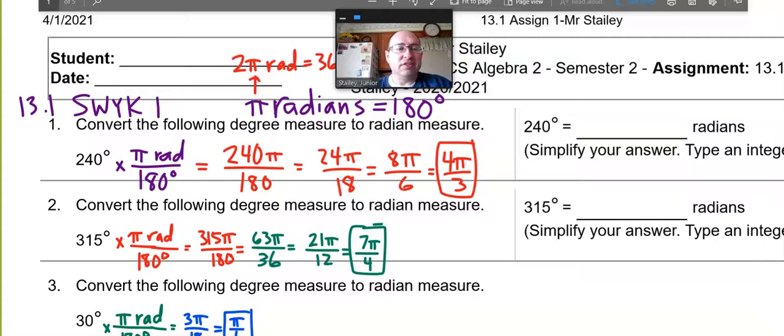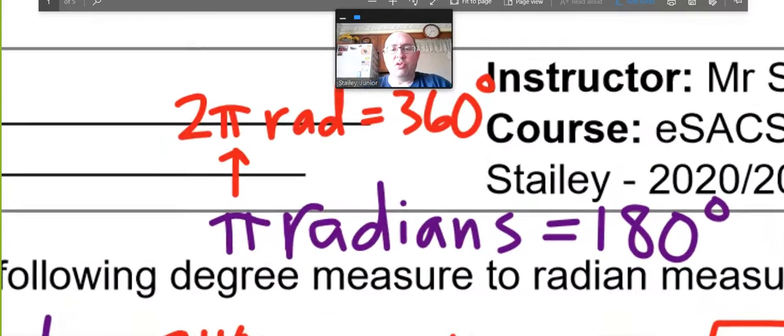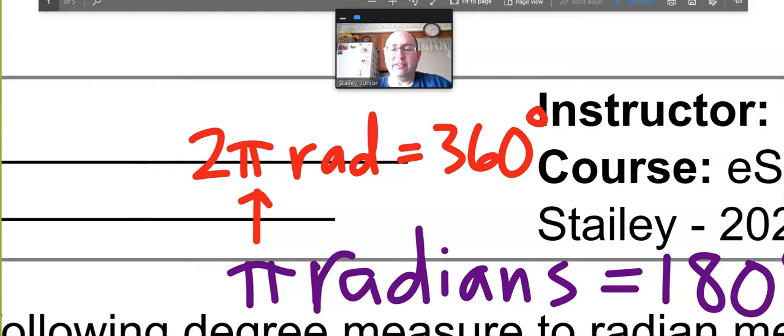All right, so this is week 13, section 1, Swyk 1. We're focusing on switching between two unit systems of measuring the interior angle of a circle. You're more commonly used to dealing with degrees, knowing that there's 360 degrees in a circle. But there's another measurement system called radians.